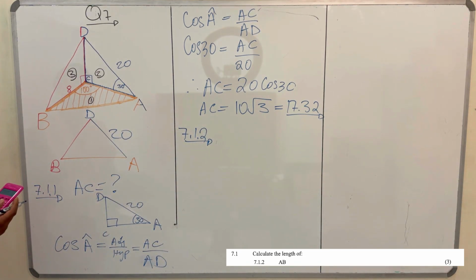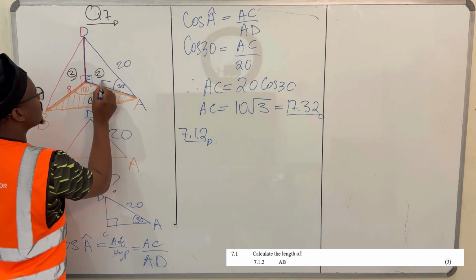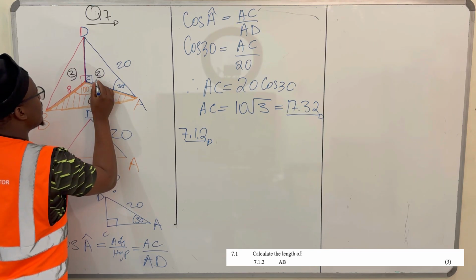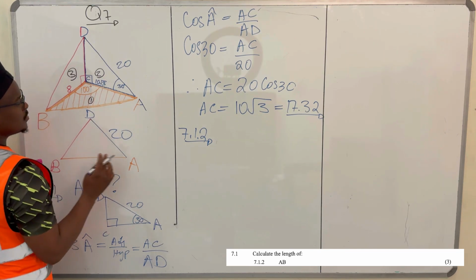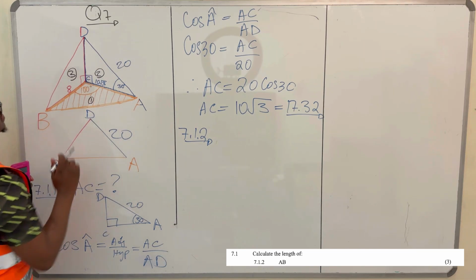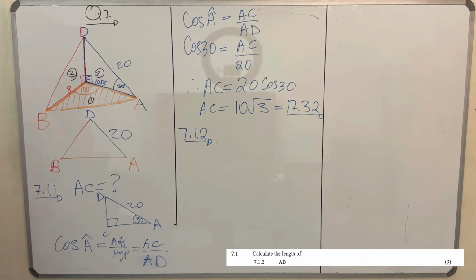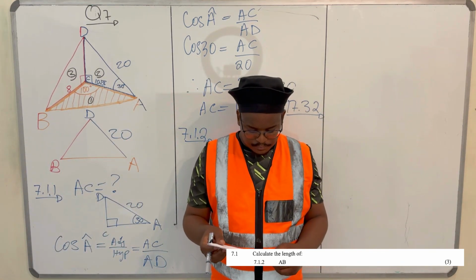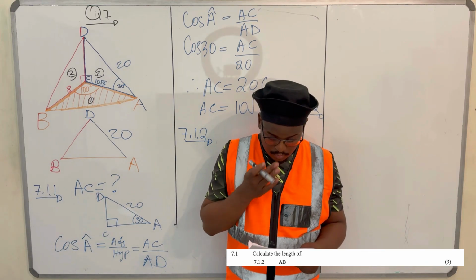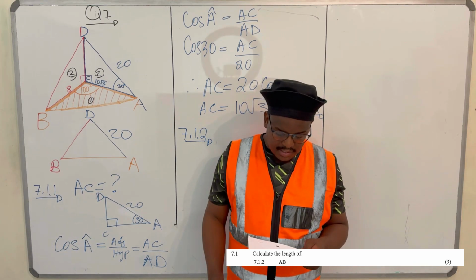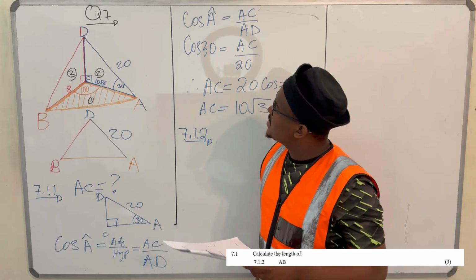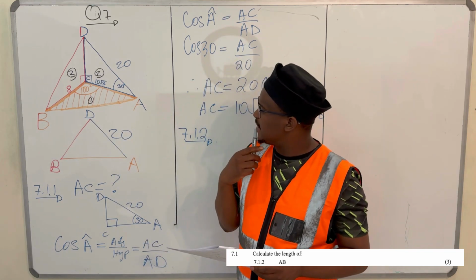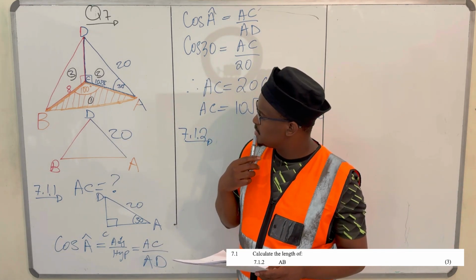So we found this information. Let's put it here. So we have this length here to be 10 root 3. This is AC. So we have this length now, AC. No problem. What are they saying at 7.1.2? At 7.1.2, they are saying calculate the length of AB. They want us to find the length of AB. Where is AB? AB is this length over here. They want us to find that length over there. So how do we do that?